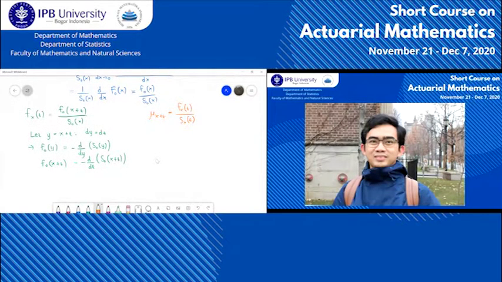Just plug this value of y, x plus t, into this expression. f sub 0 of x plus t is equal to the negative of the derivative of S sub 0 of x plus t. And we can substitute dy by dt here. And from the property of the chain of the survival function, S sub 0 of x plus t, we can write it down like S sub 0 of x times S sub x of t.